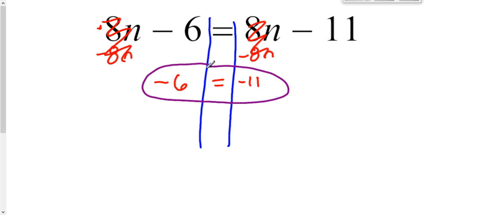Right here, x, or in this case n, our variable, is gone. And we have negative 6 is equal to negative 11. That is not possible. This one is a no solution.